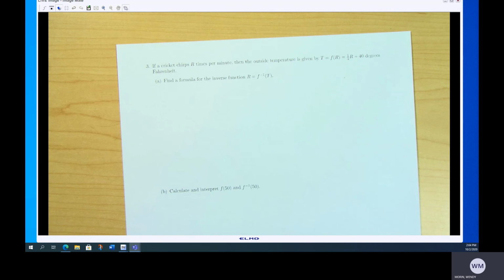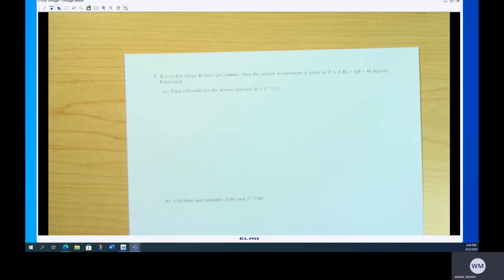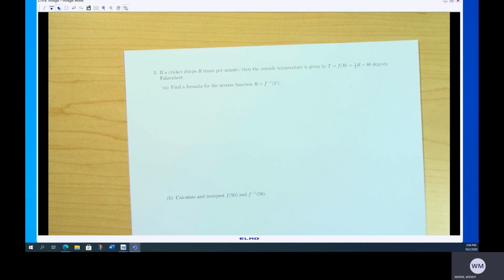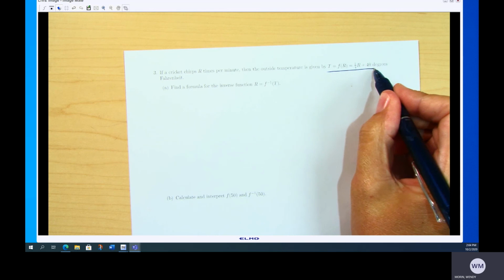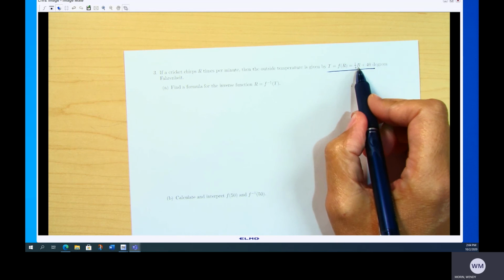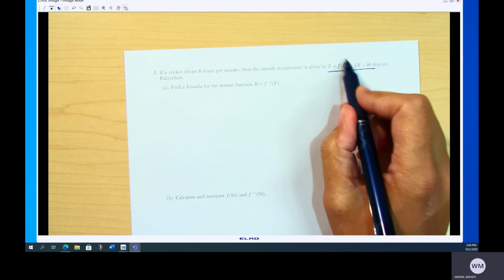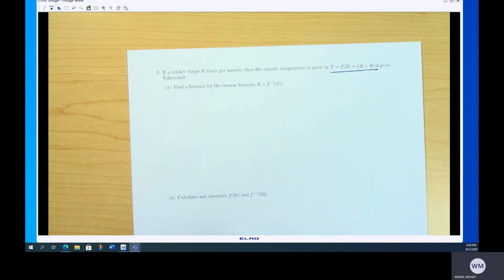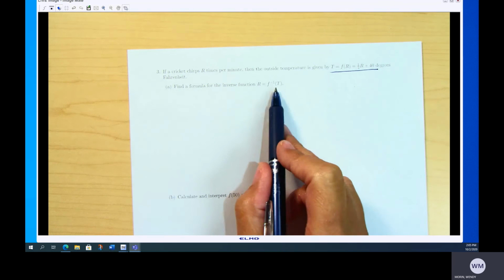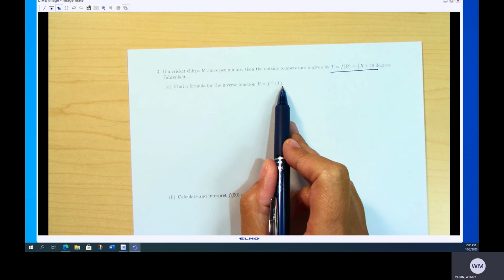All right, last example here. It says if a cricket chirps r times per minute, then the outside temperature is given by this formula here. So R is our input, f of R, or temperature, is our output. Find a formula for the inverse function of T.